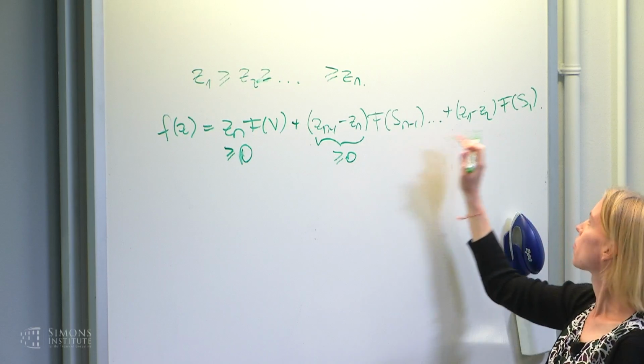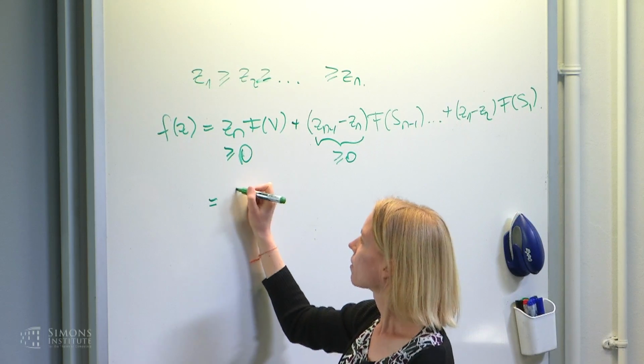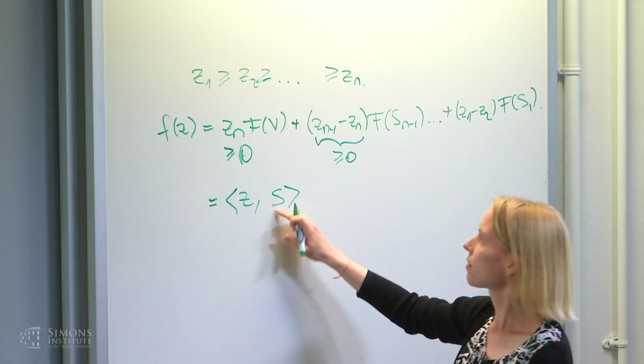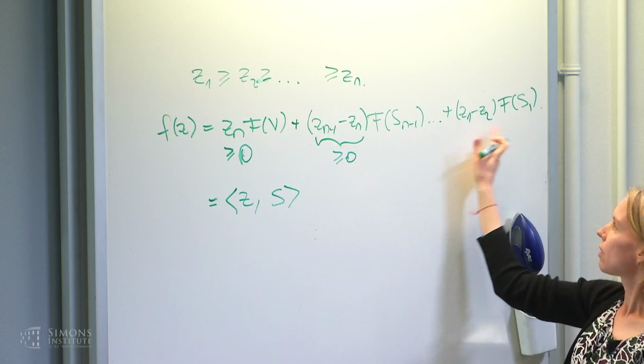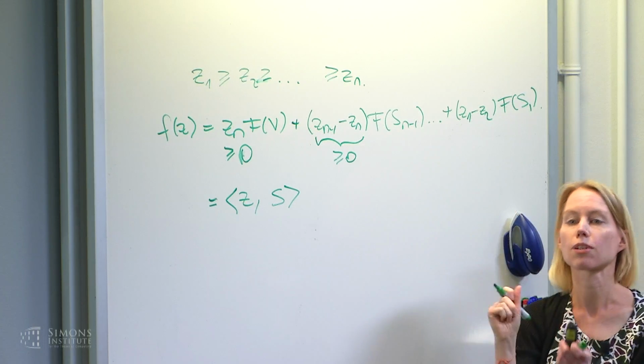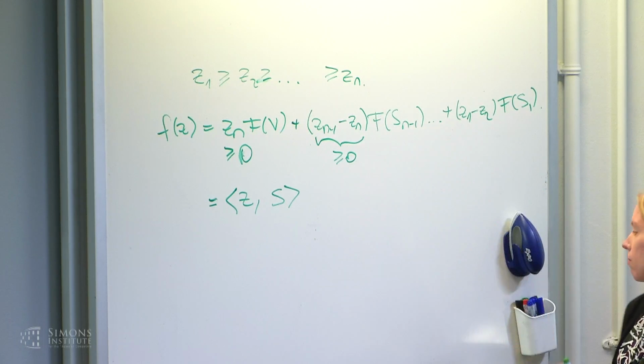And it's a non-negative combination of my function values. So I can actually also write this as an inner product of my vector z with some vector s that depends on some evaluations of my function at different sets, or actually differences of these evaluations, just by looking at the evaluation.